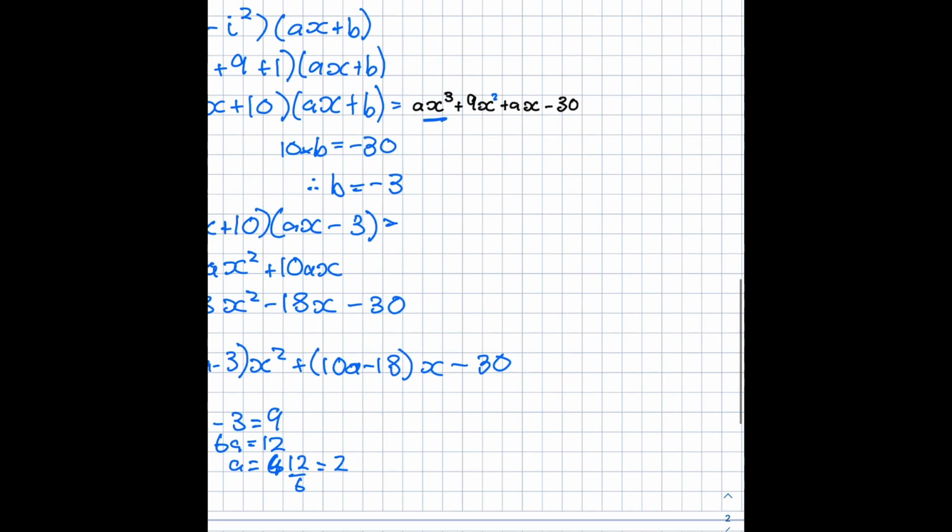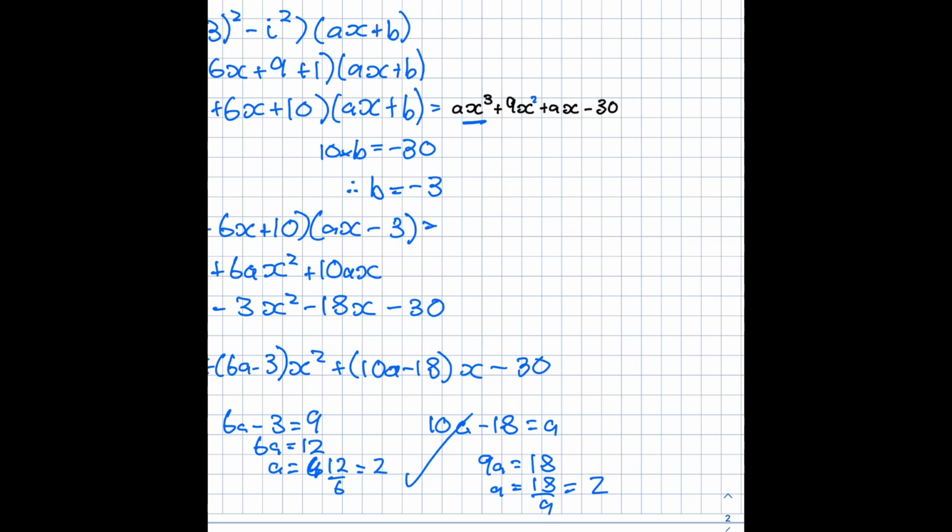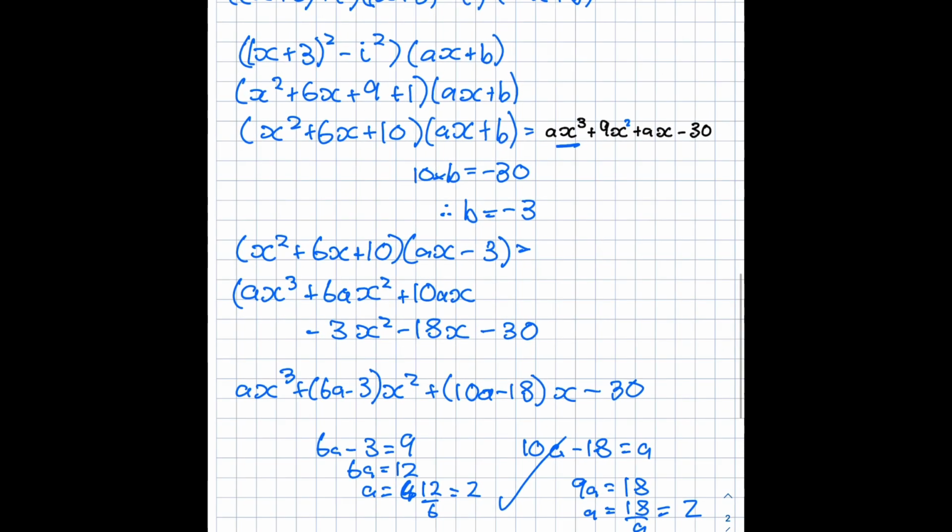All right, now we try our other equation, because if this doesn't work, then we're stuffed. So 10a minus 18 equals a. So let's add 18 to both sides and take a from both sides. So 9a equals 18, a equals 18 over 9, which equals 2. Perfect. So big tick, we've got both the same for that.